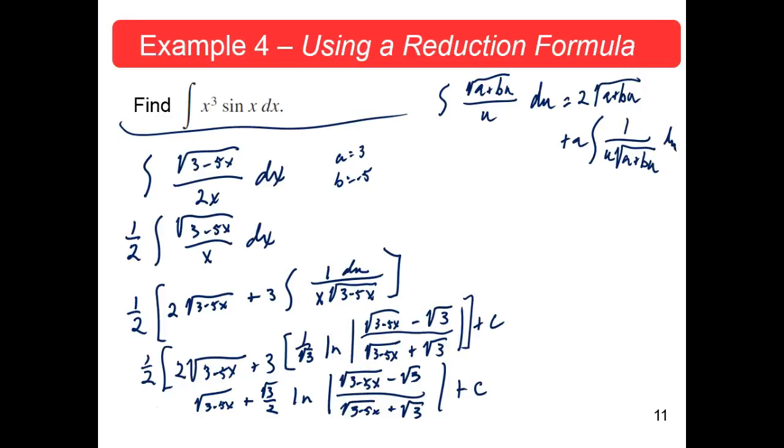Square root of 3 minus 5x, bingo. Oops, can't say that in Alabama, sorry. Plus root 3 over 2, got it. Log of square root of 3 minus 5x minus root 3 over square root of 3 minus 5x plus root 3, plus C. Exactly the answer, the form they put the answer in. I can't believe that we agreed on something, okay, but we got it.